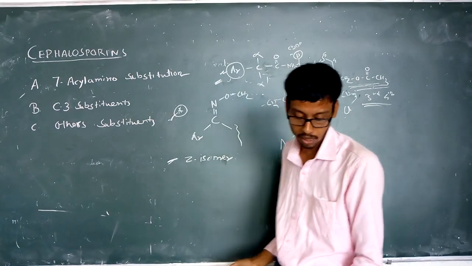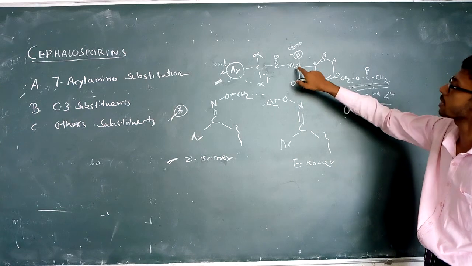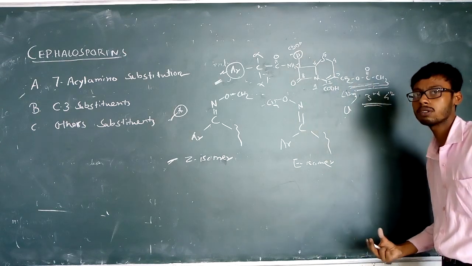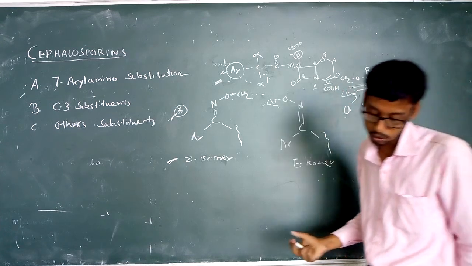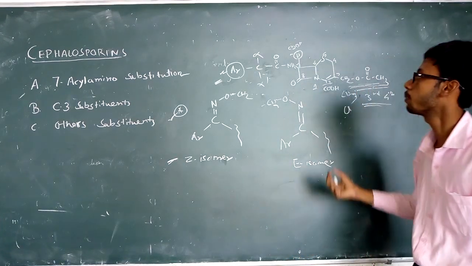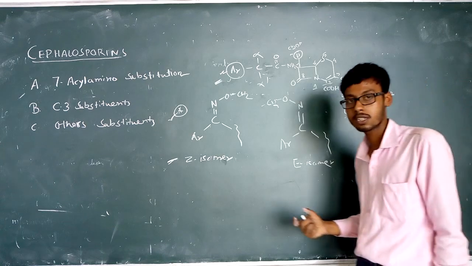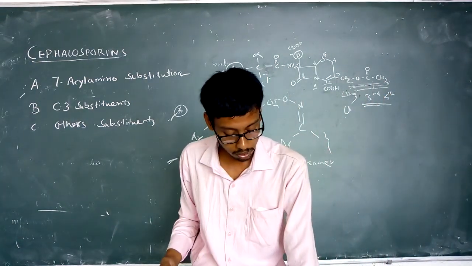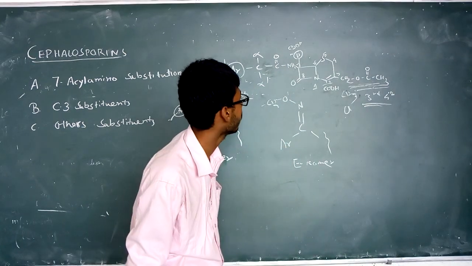These two drugs contain, at the C7 position, an alkoxy group in the place of the hydrogen, which is responsible for beta lactamase resistance. So they resist the beta lactamase enzyme. The 6 alpha hydrogen is essential for the biological activity.